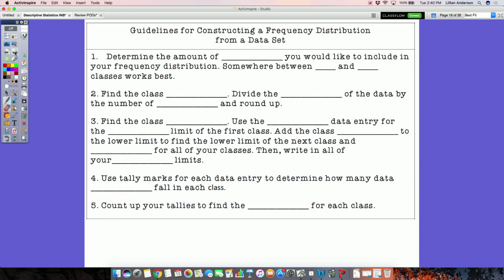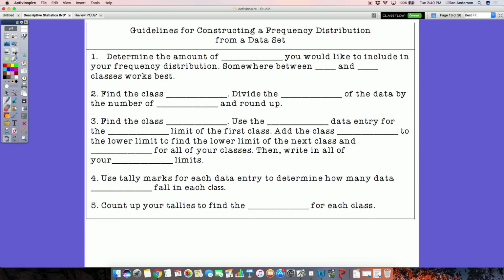Then you're going to find your class limits. To do that, you're going to use the minimum data entry for the lower limit of the first class. Then you're going to add the class width to the lower limit to find the next lower limit of the next class, and repeat this for every one of your classes. Just take that minimum value and continue to add the class width to get the lower limits of the next classes.